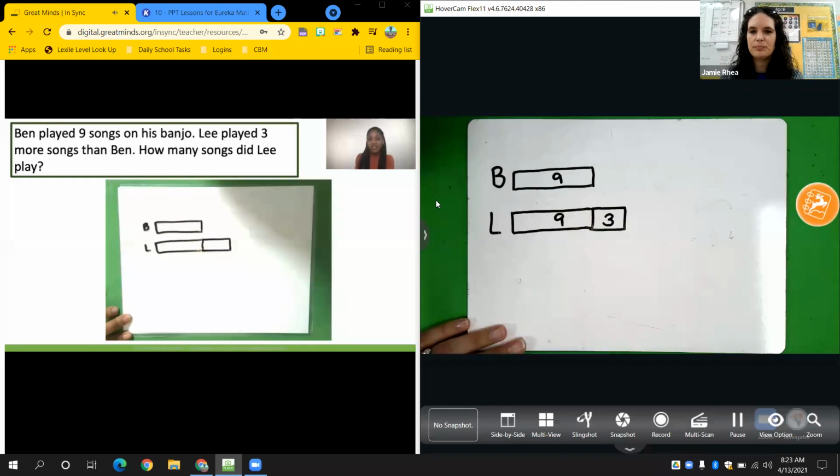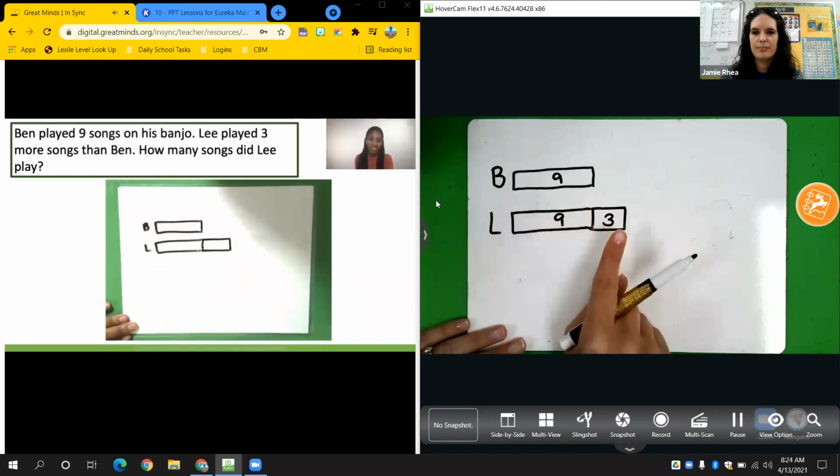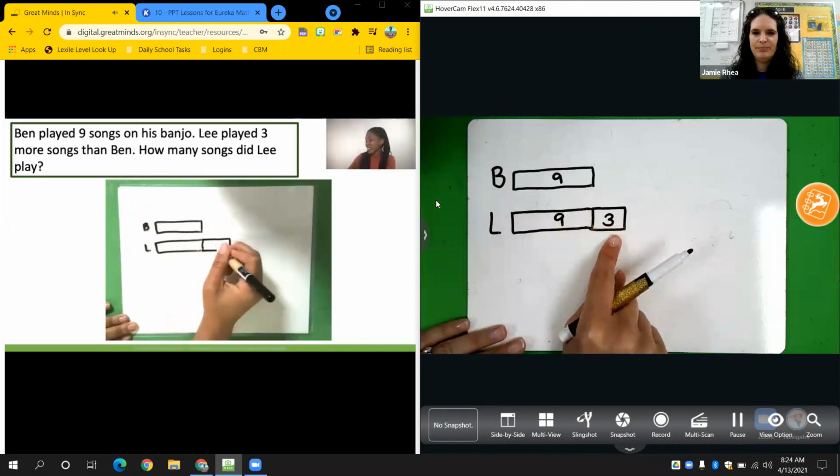How many more songs did Lee play than Ben? 3. He played 3 more songs. Can you point to where in Lee's tape I should write the number 3? I should write it right here.